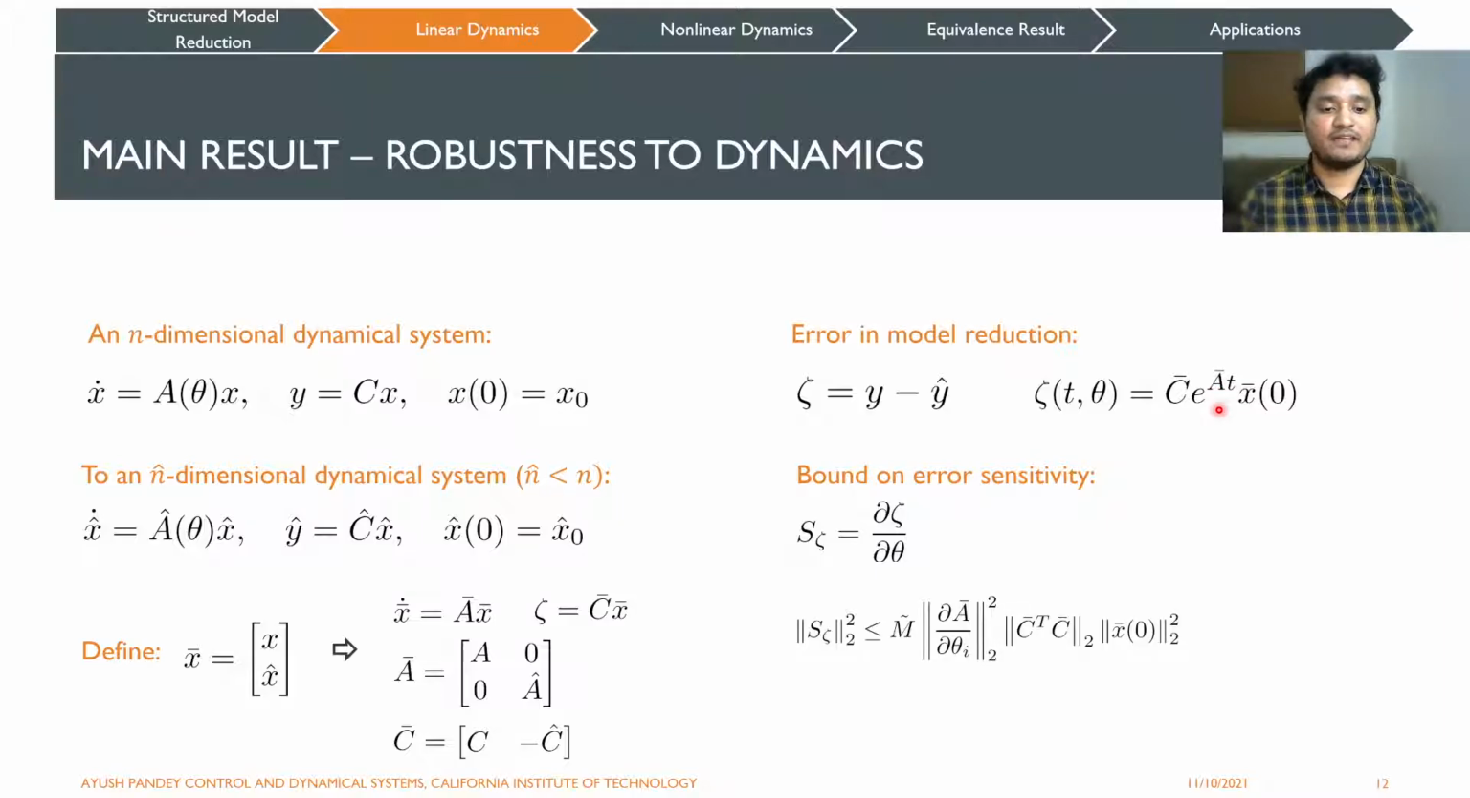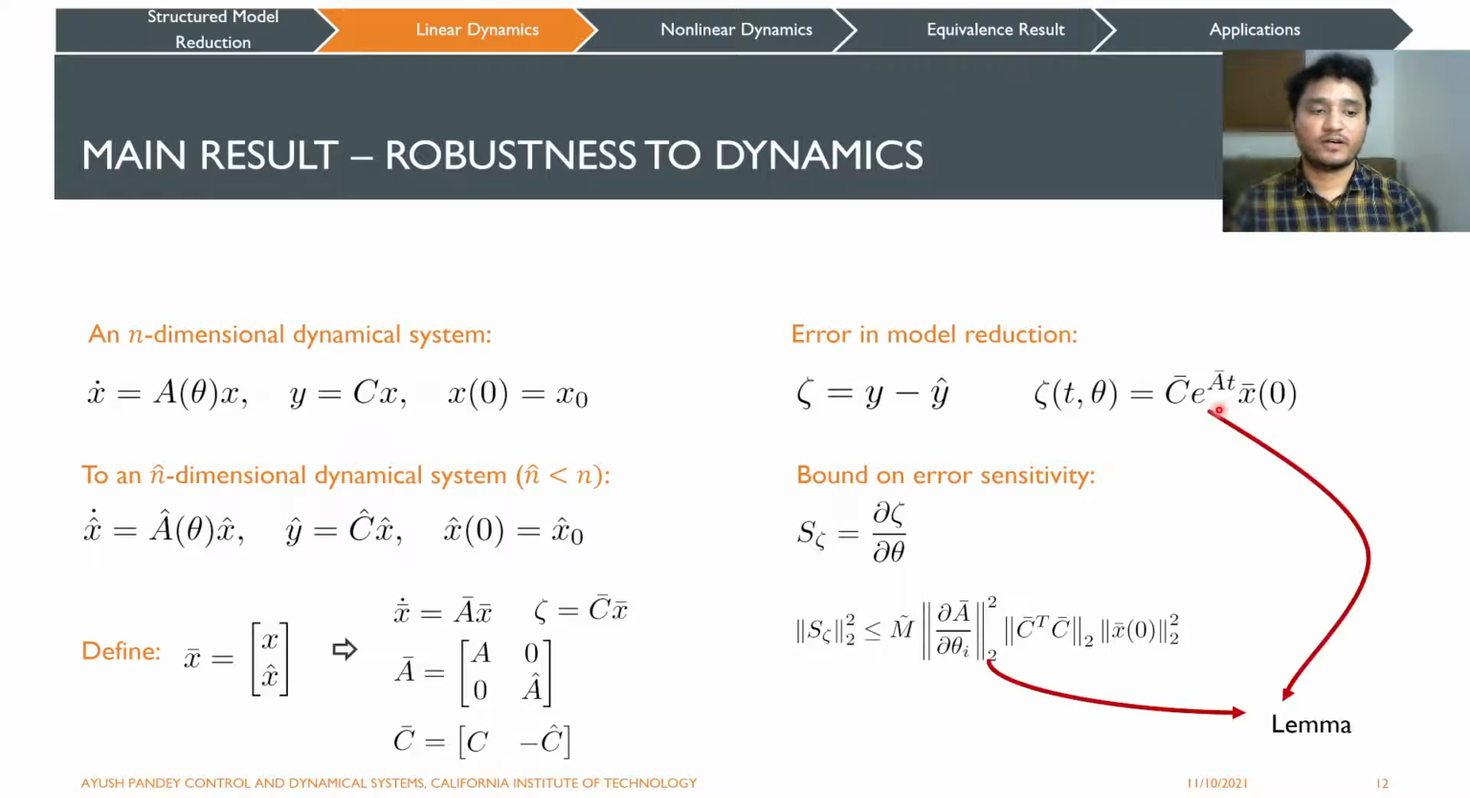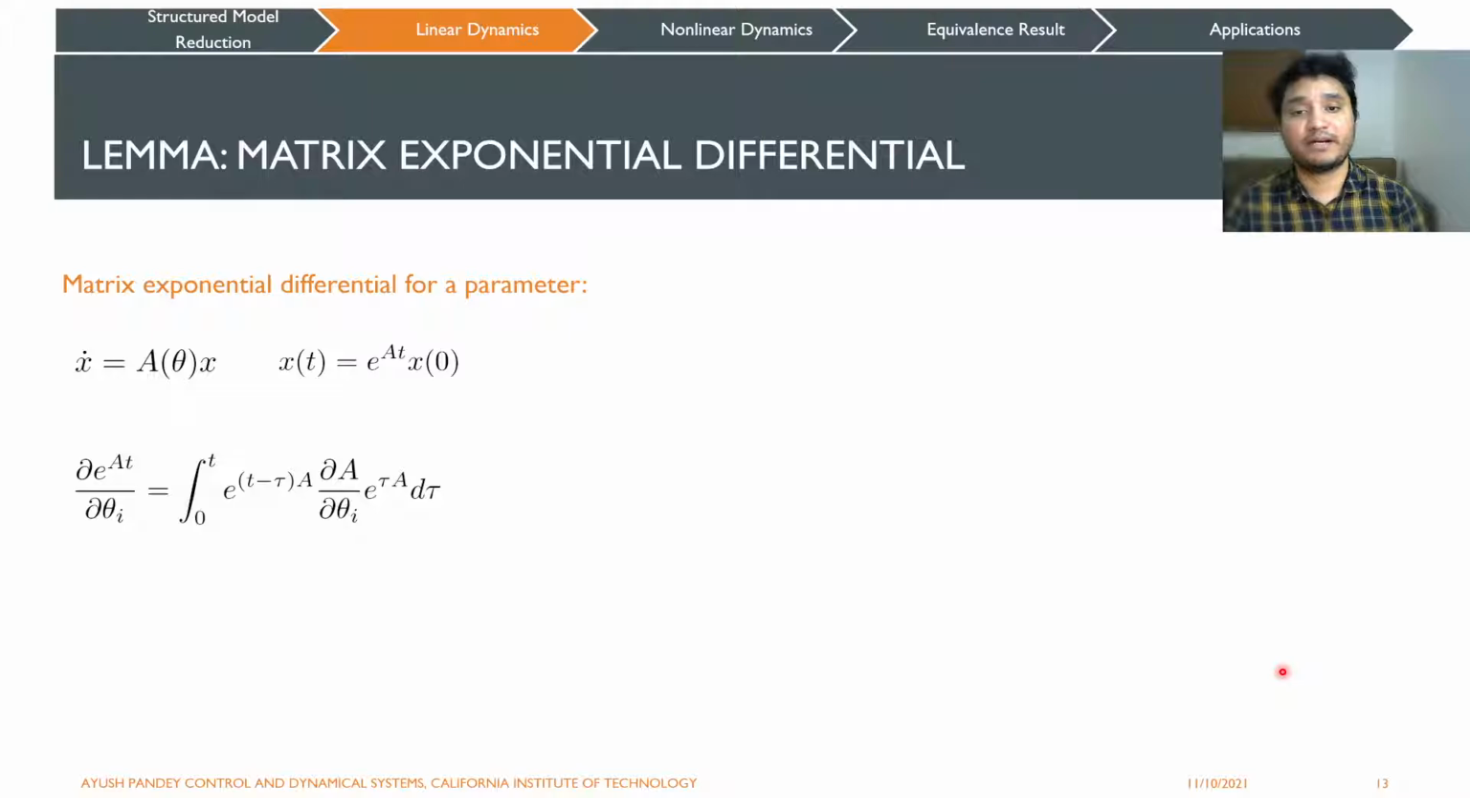So to derive this bound, we first need a lemma that resolves the fact that we would not be easily able to compute the derivative of the matrix exponential, versus in the bound we see here, we only need to compute the derivative of the matrix A with respect to parameter theta. So the bound that we give is easy to compute here once we use this lemma that computes the matrix exponential differential.